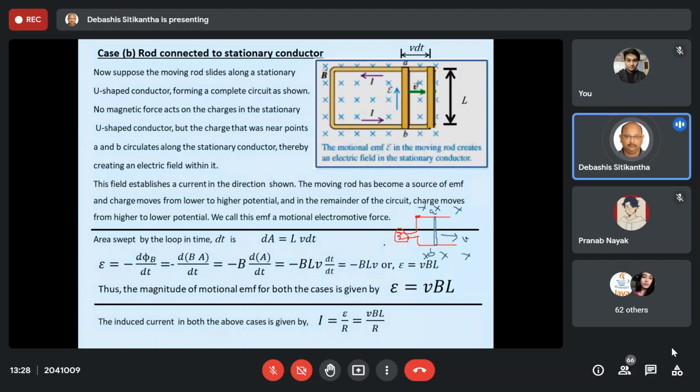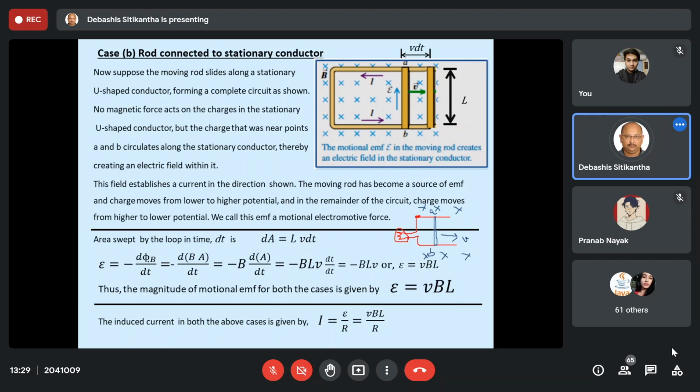So is this a case of motional EMF? Of course, it is a case of motional EMF. Why? Because here again, we are moving this conductor AB over this sliding U-shaped conductor, and in this way, we are generating the EMF. Now, let us see whether the equations are equally applicable or not. We know Faraday's law says E is equal to minus d phi B by dt. Well and good, this we have already learned.